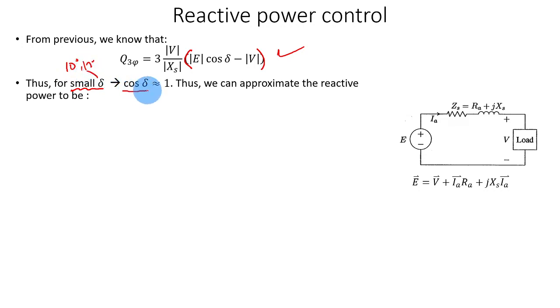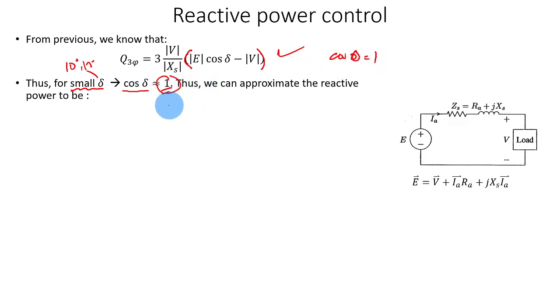So you can see that cosine of delta is very, very close to 1. Maybe 0.8 or 0.9, something like that. So we can approximate that cosine of delta is equal to 1 for a very small angle delta, because this is what a generator will typically operate at. It will not operate at higher angles like 70 or 80 degrees. You know that cosine of 0 is 1, so cosine of a very small number is very close to 1.